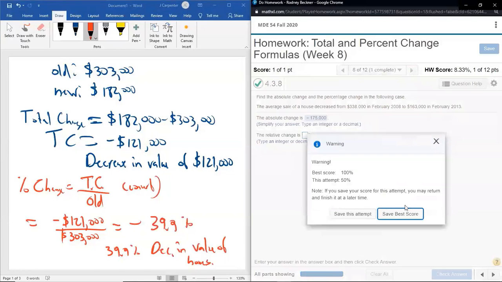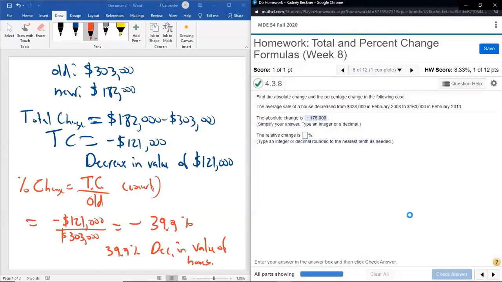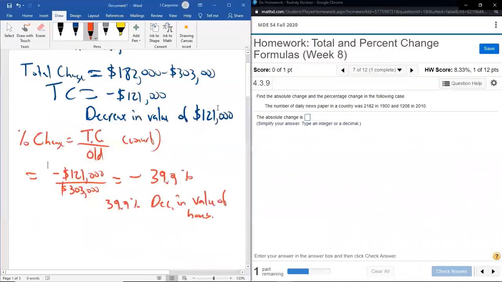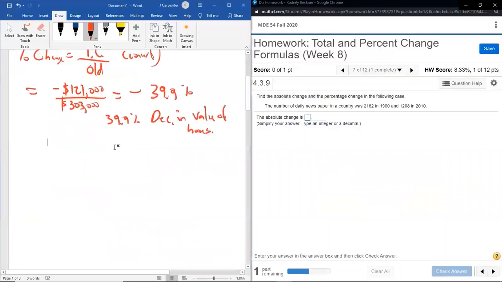Yes, I want to leave the question. Save best score. I don't want to get any bad scores. Find the absolute change and percentage change. So the number of daily newspapers in a country was 2182 in 1900 and 1208 in 2010. So I'm going to do this wrong for a second.